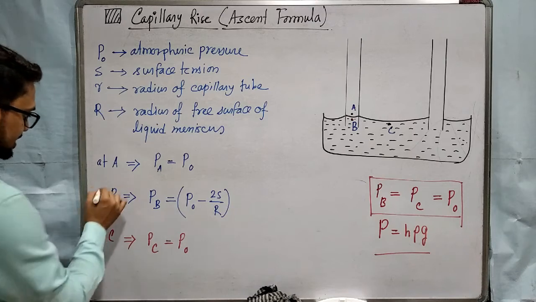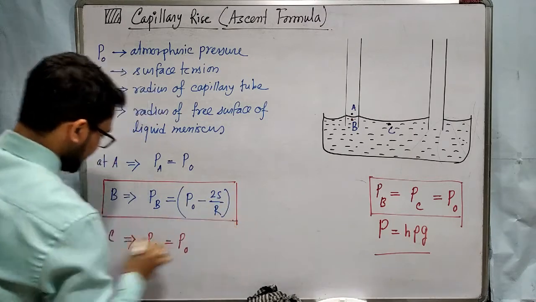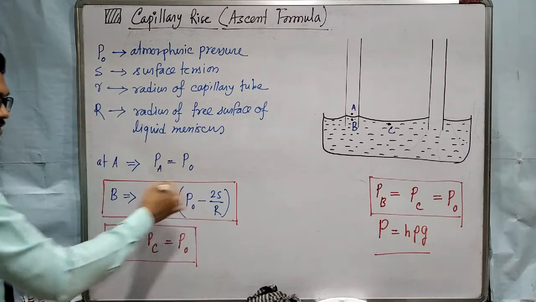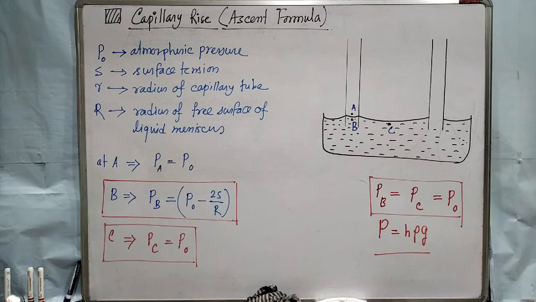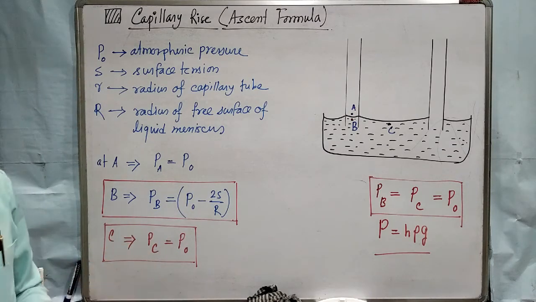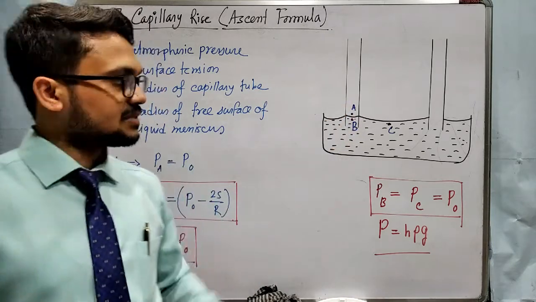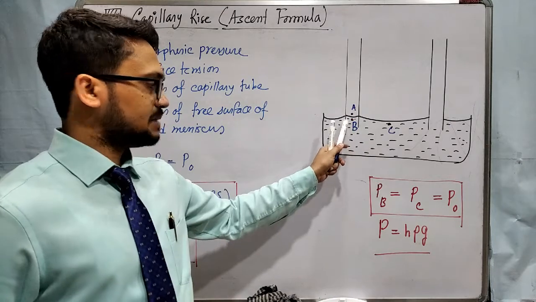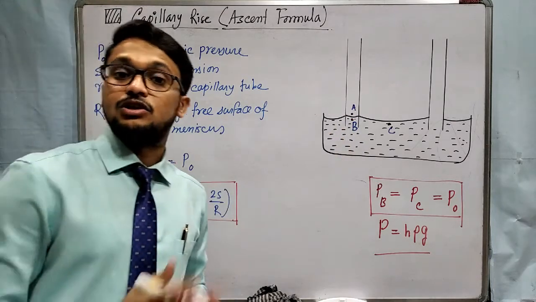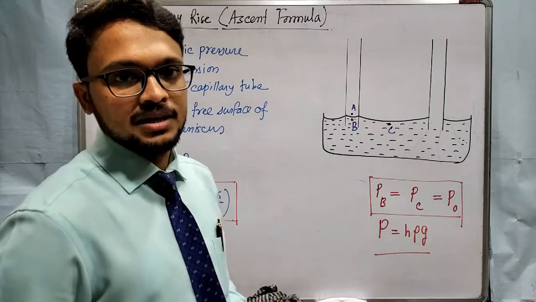But we are seeing here PB is P0 minus 2S by r and PC is P0. So they are not equal, right? When the pressures at points B and C are not equal, that means the liquid at this point will not be in equilibrium. Here pressure is more, here pressure is less. So the free surface of the liquid will not be in equilibrium. When it is not in equilibrium, then what will happen?